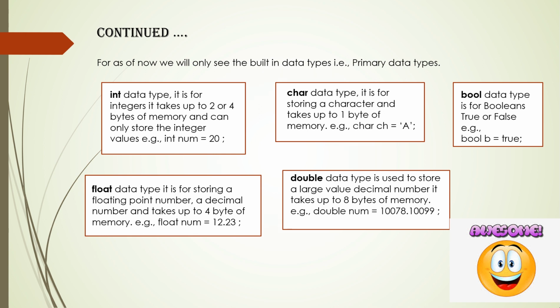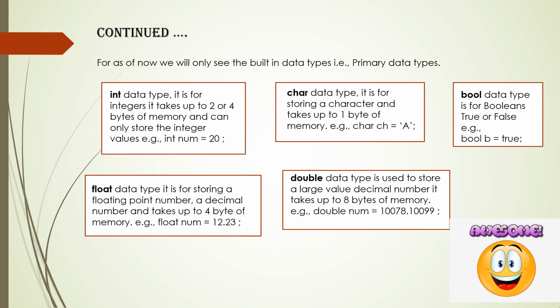Here the last is the bool data type. Oh, sorry. First, previously comes the double. What the double data type is, it is used for holding a large decimal number. It takes up to 8 bytes of memory space. See, the syntax for this is double space num equal to a big decimal number which you want to store in the variable num, and then semicolon. And the last is the bool data type. It is for boolean, that is, for holding true or false. Example, bool space b equal to true or false, then semicolon.